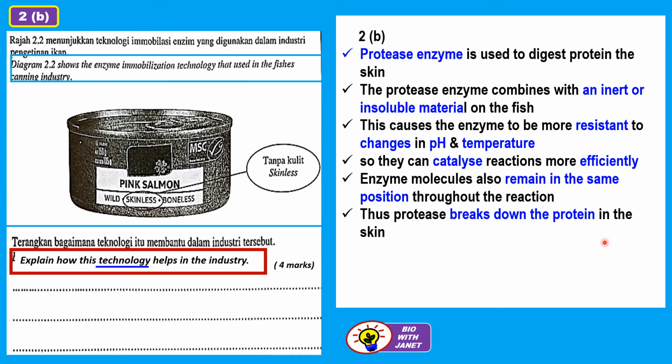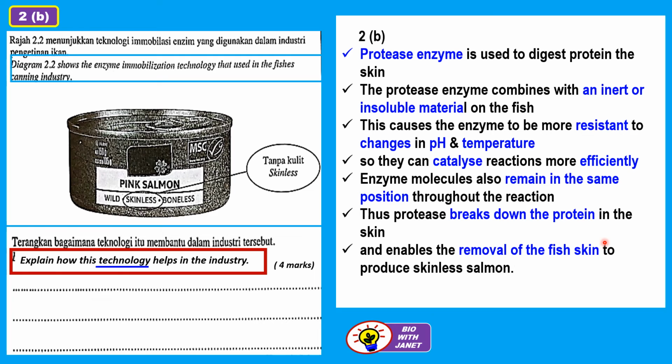Once the protein in the skin is broken down, the skin can be easily removed. So this enables the removal of the fish skin, which is peeled off from the salmon to produce the skinless salmon. Any 4 points here give 4 marks. But the main point is to mention that the protease enzyme is used, and it combines with an inert substance on the fish so that it becomes resistant to changes in pH and temperature. Then the protease will break down the protein to enable the removal of the fish skin.